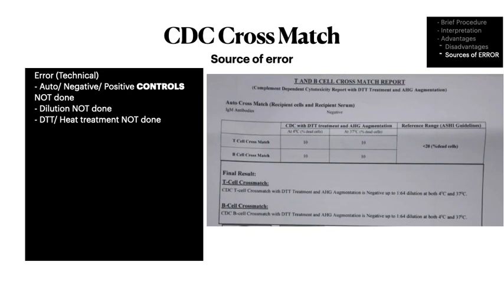And DTT and heat treatment should be done, because sometimes IgM and anti-HLA antibodies can interfere with the assay and give a positive result. We know IgM is not that useful for transplant, and you will be unnecessarily denying patients a matched donor.